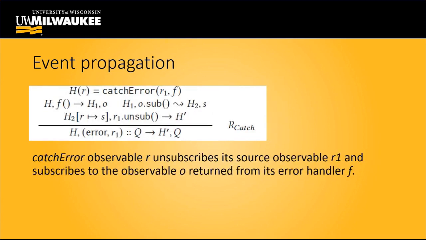The catchError observable monitors error events from its source. If an error event is received, the catchError observable runs its error handler function, which returns a new observable. The subscription to the new observable replaces the catchError one. After that, it unsubscribes its source observable.